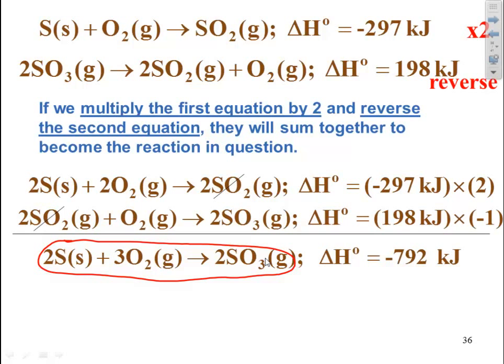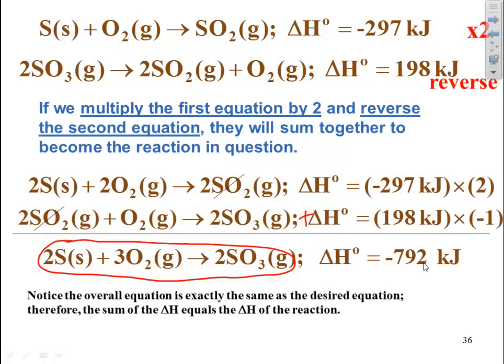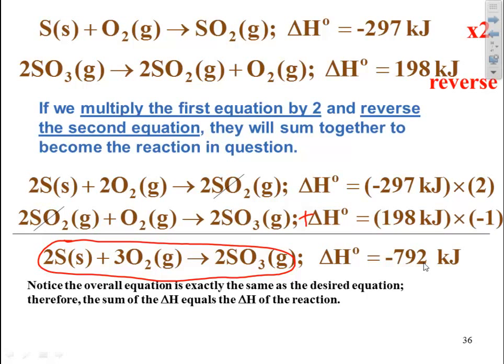So that means all I have to do now is add my delta H's. I'll take 2 times negative 297 and add it to negative 198, which gives me a total delta H of negative 792 kilojoules. So this is equivalent to 792 kilojoules of heat being released. Notice that the overall equation is exactly the same as what was desired. Therefore, the sum of the delta H's is equal to the delta H of this particular reaction by using Hess's law.